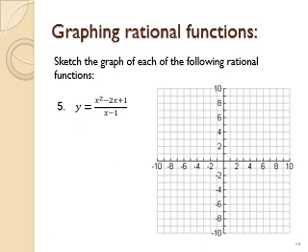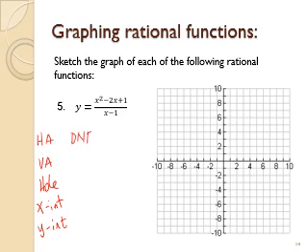Here's our last example. Again, we will start with the same 5 questions. Look at the degree of the numerator and the degree of the denominator. You hopefully notice that the numerator has a higher degree, and since it does, that means you do not have a horizontal asymptote.